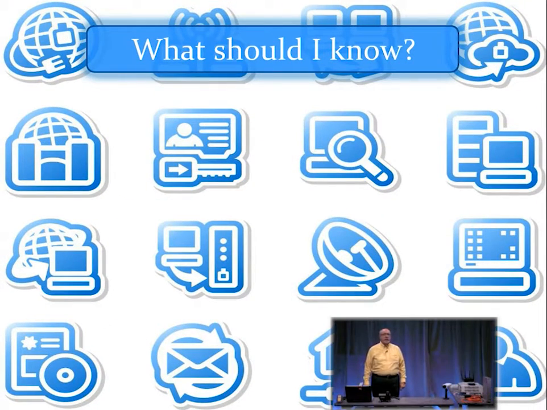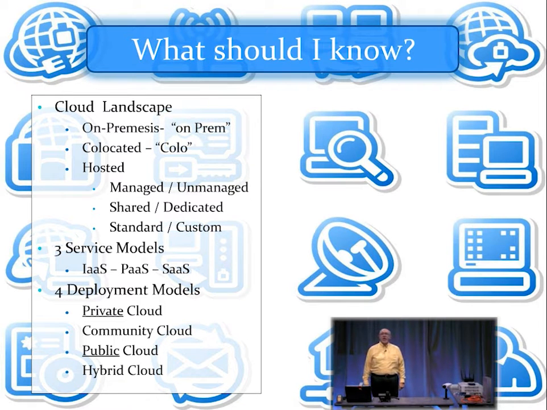What should I know? I should know some things about the cloud landscape. Use on-prem and colo in a sentence. Some things about these hosted terms, these three questions we have to answer, choices we have to make. You should know a little bit about these three service models. They're pretty straightforward. These deployment models, what you should know there is really private cloud, public cloud, and that normally we'll have a combination of the two.